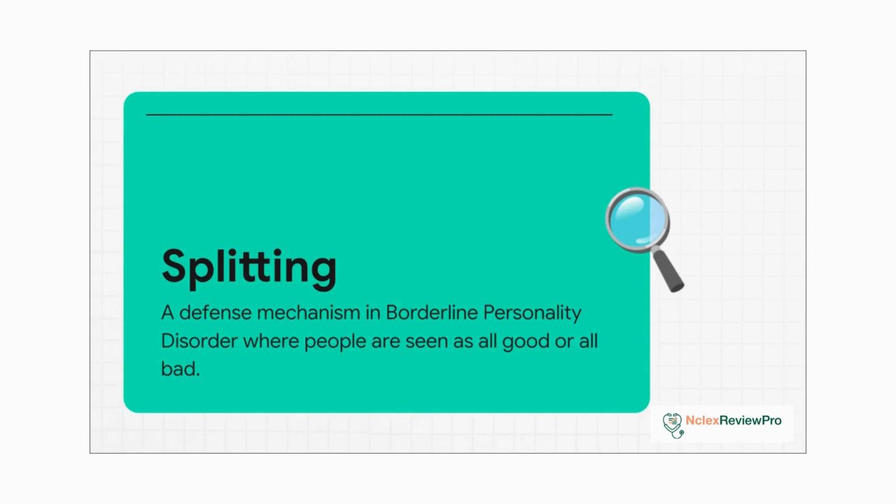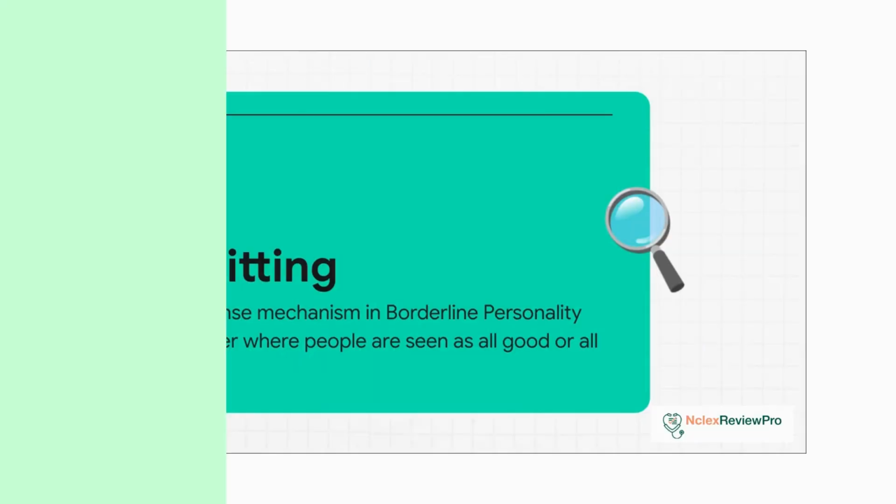One minute you're the best nurse they've ever had, the next they hate you. And this is exactly why that unified team approach is so critical. The team's consistency provides the stability that the patient can't create for themselves.